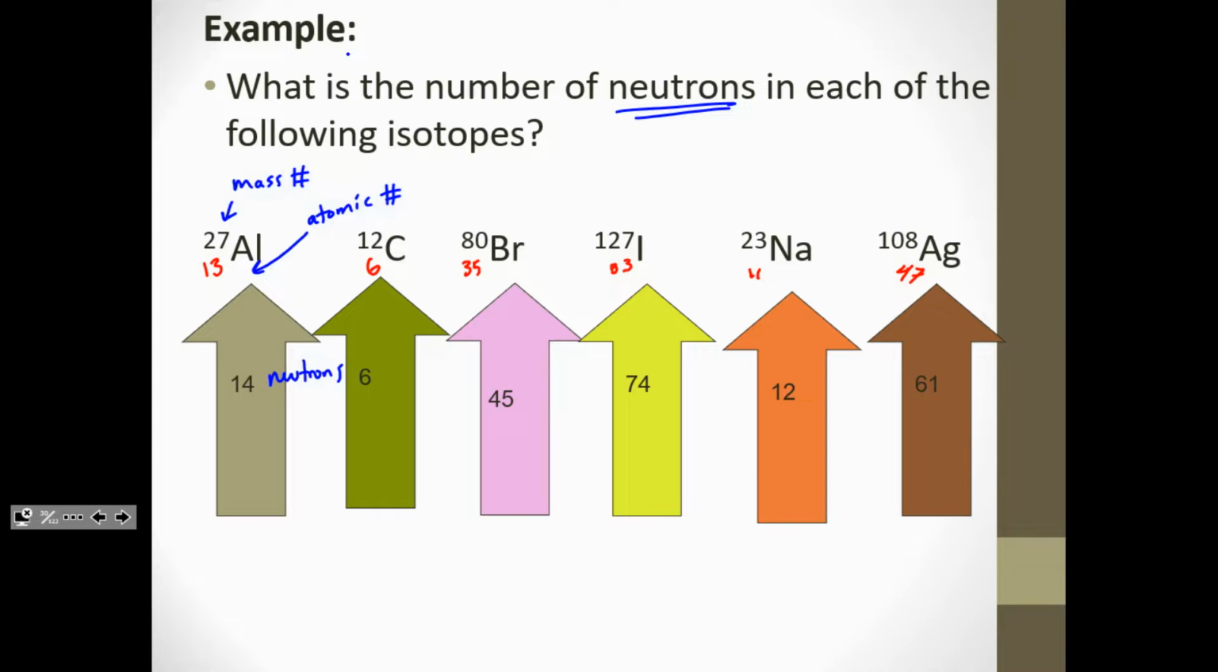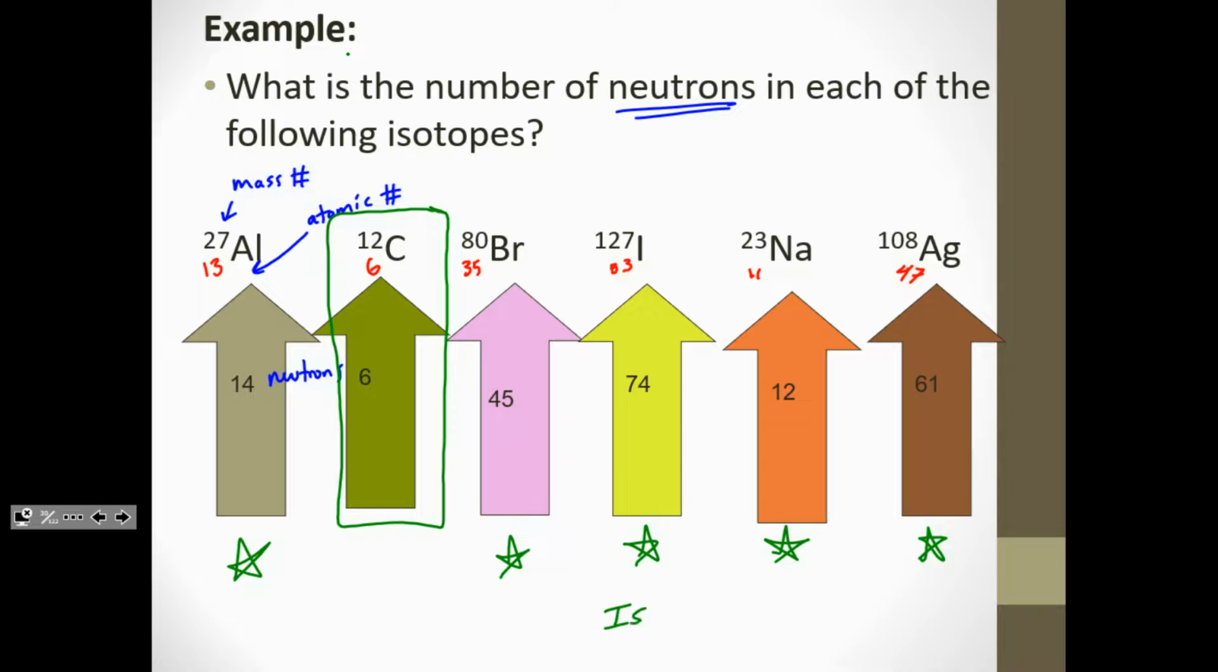So I could ask you, which one of these are isotopes? Well, you would have to look for the one that has the same number of protons and neutrons. All of the others, because they have different numbers of protons and neutrons, these would all be considered isotopes.